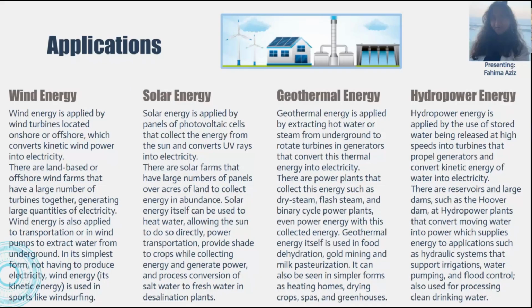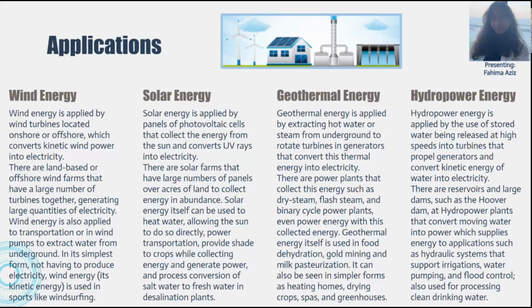Our next one is solar energy, and it is applied by panels of photovoltaic cells that collect the energy from the sun and convert UV rays into electricity. There are solar farms that have large numbers of panels over acres of land to collect energy in abundance. Solar energy itself can be used to heat water, allowing the sun to do so directly, power transportation, provide shade to crops while collecting energy and generating power, and process the conversion of salt water to fresh water in desalination plants. Next is geothermal energy, which is applied by extracting hot water or steam from underground to rotate turbines and generators that convert this thermal energy into electricity.